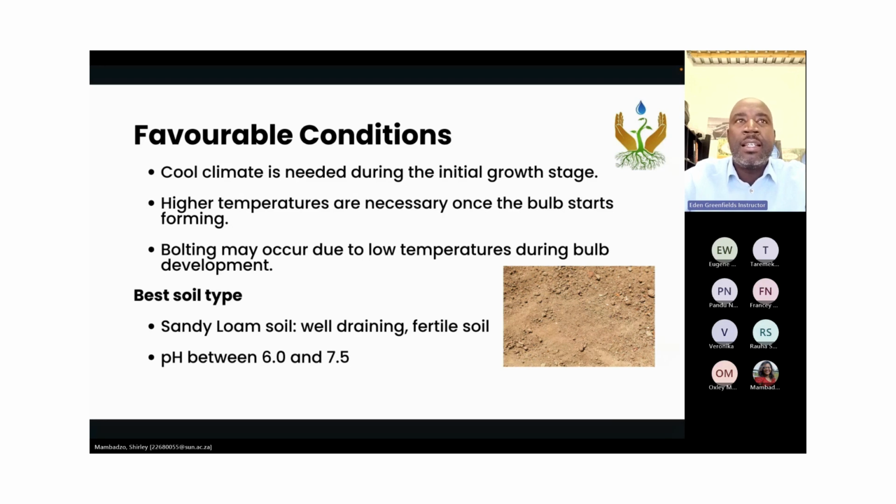And then the best type of soil in which you can grow your onion is mostly sandy loam soil. It has to be well-drained soil, and it has to be fertile soil, which means you need to make sure that your soil is well prepared. And then the pH of your soil should range between 6.0 and 7.5.